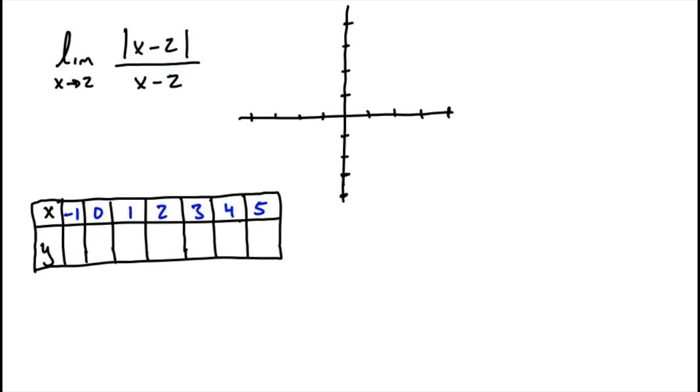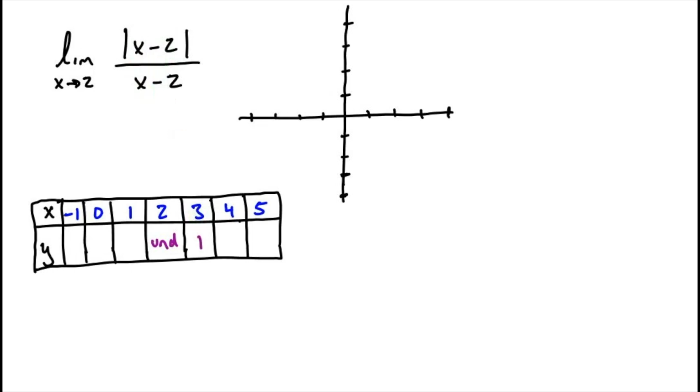Best way to graph this, we'd plot some points. Certainly we know when we try to plug in 2, we get 0 over 0, so that's undefined. Let's see what happens when we plug in numbers around 2. What's our function do? Let's check out 3. If I plugged in 3, I'm going to get 1 over 1. That simplifies to just 1.